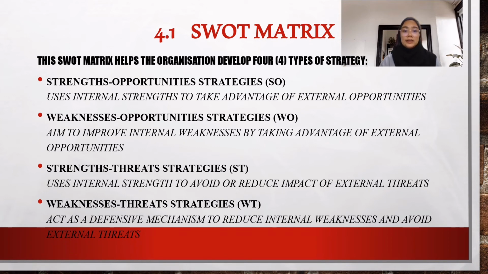The second one is the WO strategy, which is also known as weaknesses-opportunities strategy. It aims to improve internal weaknesses by taking advantage of the external opportunities. The next one is the strength-threat strategy, which we can also call the ST strategy. It uses internal strength to avoid or reduce the impact of the external threats. For the last one, weaknesses-threats strategies can also be called WT strategies. It acts as a defensive mechanism to reduce the internal weaknesses and to avoid external threats.